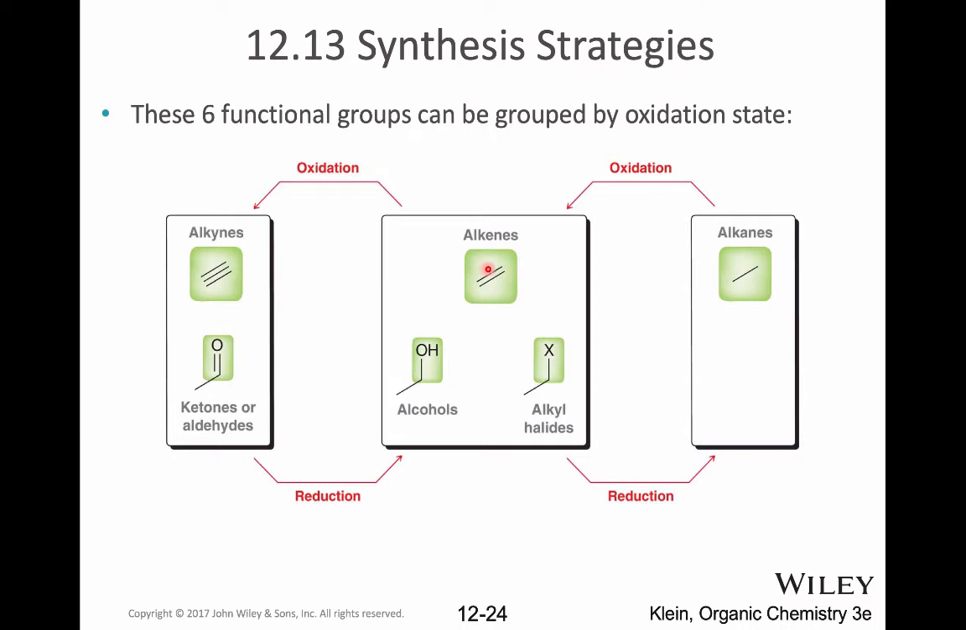So I can go from an alkene to an alcohol. I can go from an alcohol to here. I can go from here to here. I can also go from here to here. We can also reduce these functional groups, so I can reduce alkynes to alkenes, alkenes to alkanes. I can reduce ketones and aldehydes to alcohols, and then these can be interconverted to the alkyl halides.